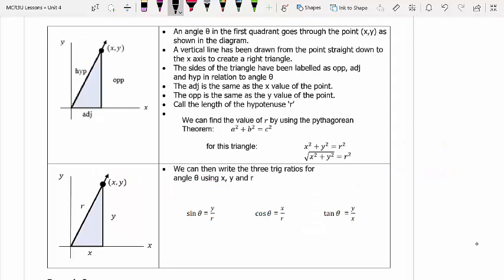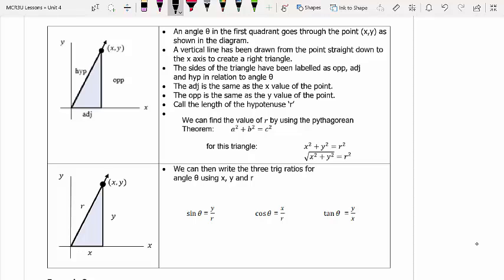Okay, I'd like you guys to pause the video and read through this table. But basically all this chart is showing you is that now that we know how to generate an angle when you're given a point and a terminal arm that goes through that point, it's really easy to come up with the lengths of the opposite, adjacent, and hypotenuse side just from that point value.